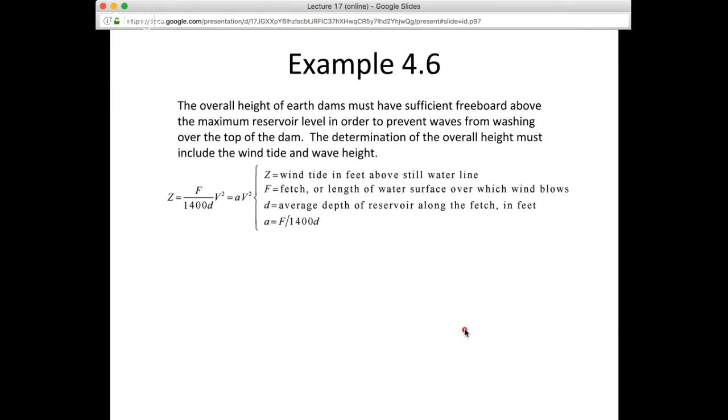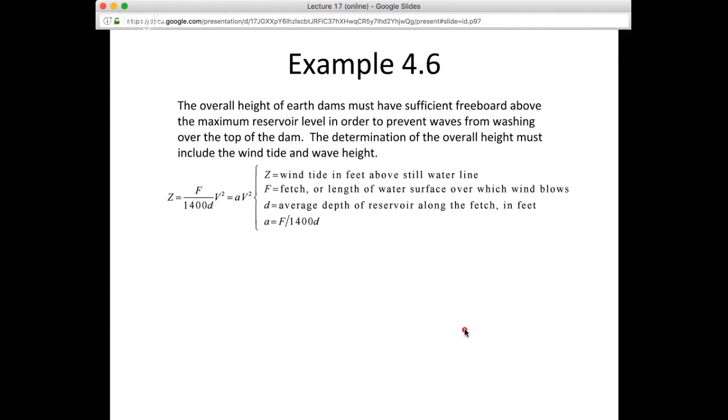Okay, let's do another example. This is kind of a cool example and certainly relevant to what we've been hearing about with some of the dams overflowing with all the rainstorms we've been having in California. So this is example 4.6. The overall height of earth dams must have sufficient freeboard above the maximum reservoir level in order to prevent waves from washing over the top of the dam.